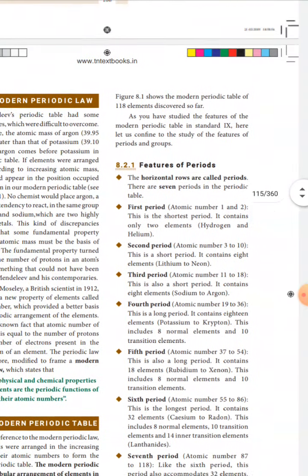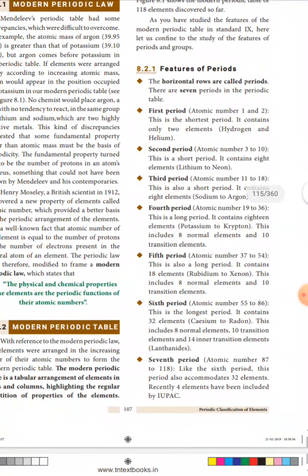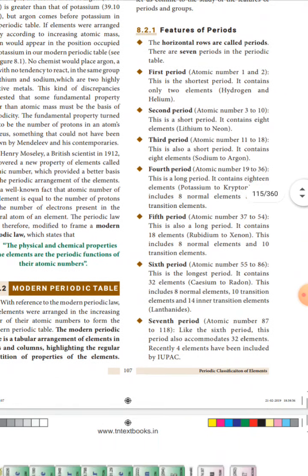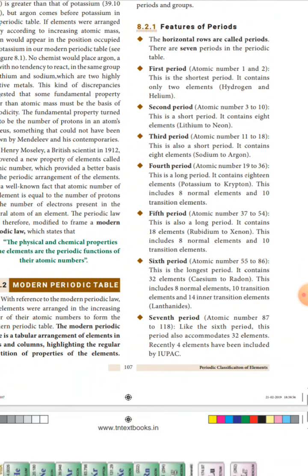Then, what are periods? All these topics we already discussed, and you have also learned them in 9th standard. The horizontal rows are called periods. There are 7 periods in the modern periodic table. The first period consists of only 2 elements, hydrogen and helium. It's the shortest period. The second period consists of 8 elements, atomic number 3 to 10, lithium to neon, a short period.